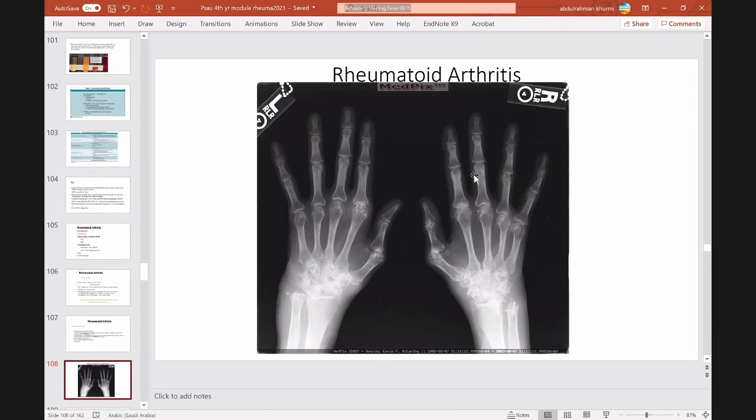There is deformity. Erosions here, periarticular. Okay, and rheumatoid does not involve the distal joints, only the proximal. Only proximal, not distal.